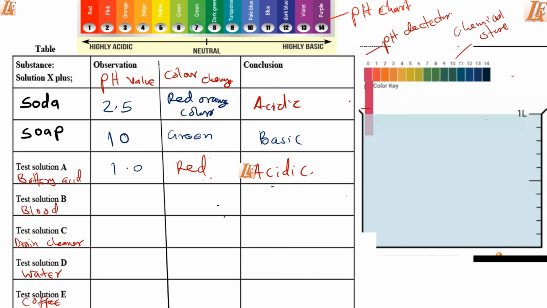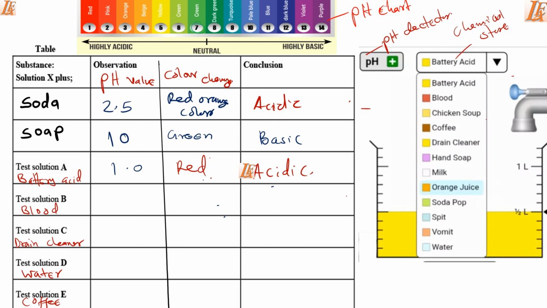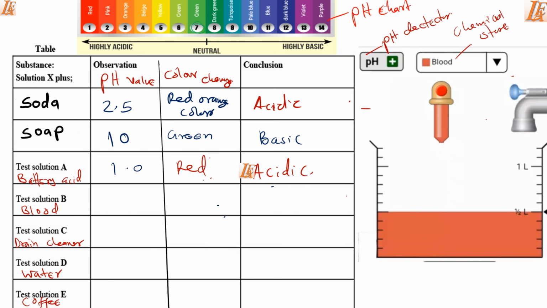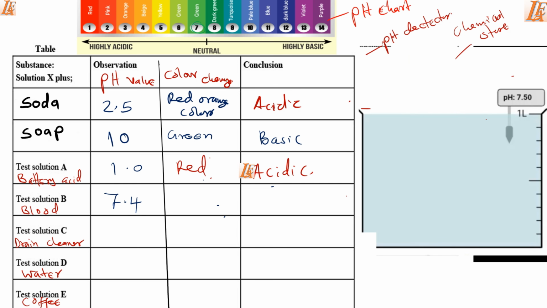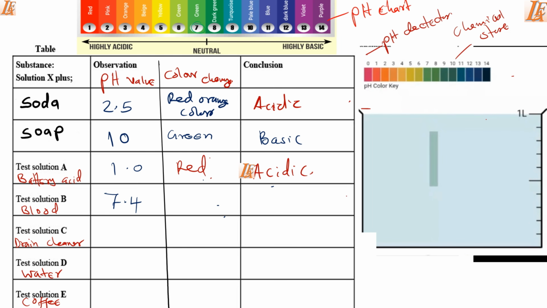Then next, now we will add blood, human blood, you can see. Then we introduce a pH detector. In this case, the pH detector will read 7.4. And then when we introduce a universal indicator paper, the color is green. The color is green. Then conclusion, this one is basic because the pH is above 7.